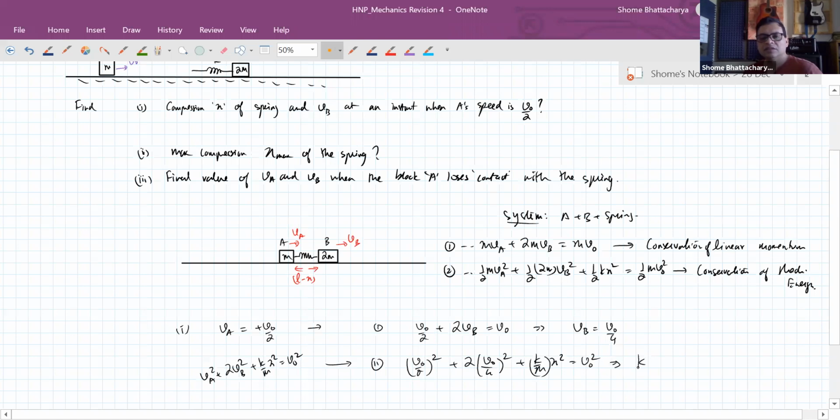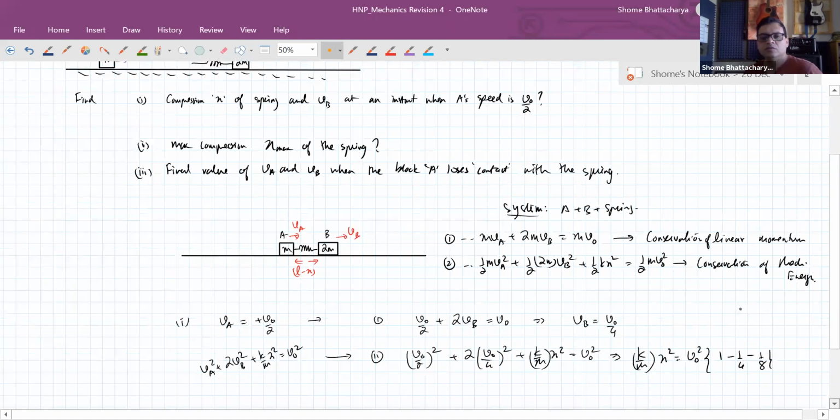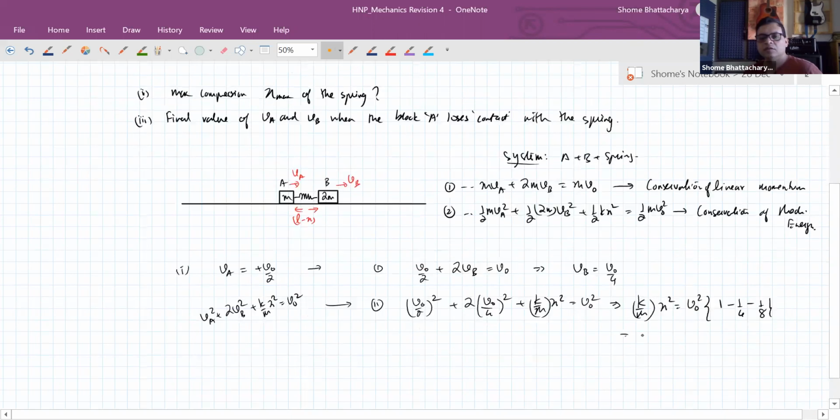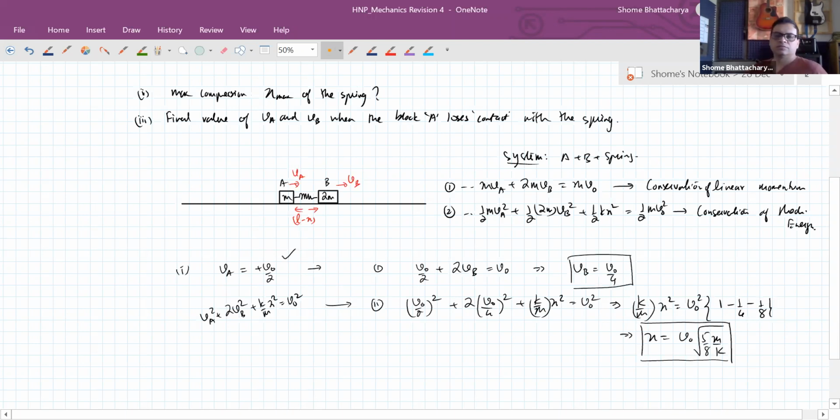So this equation will tell us that K by m x square is equal to, if you take V naught square common, 1 minus 1 by 4 minus from here 1 by 8. So that will become 1 minus 3 by 8 or 5 by 8. So x will become V naught into square root of 5 by 8 m by k. So this is the value of x and this is the value of VB at the instant when VA is this much.